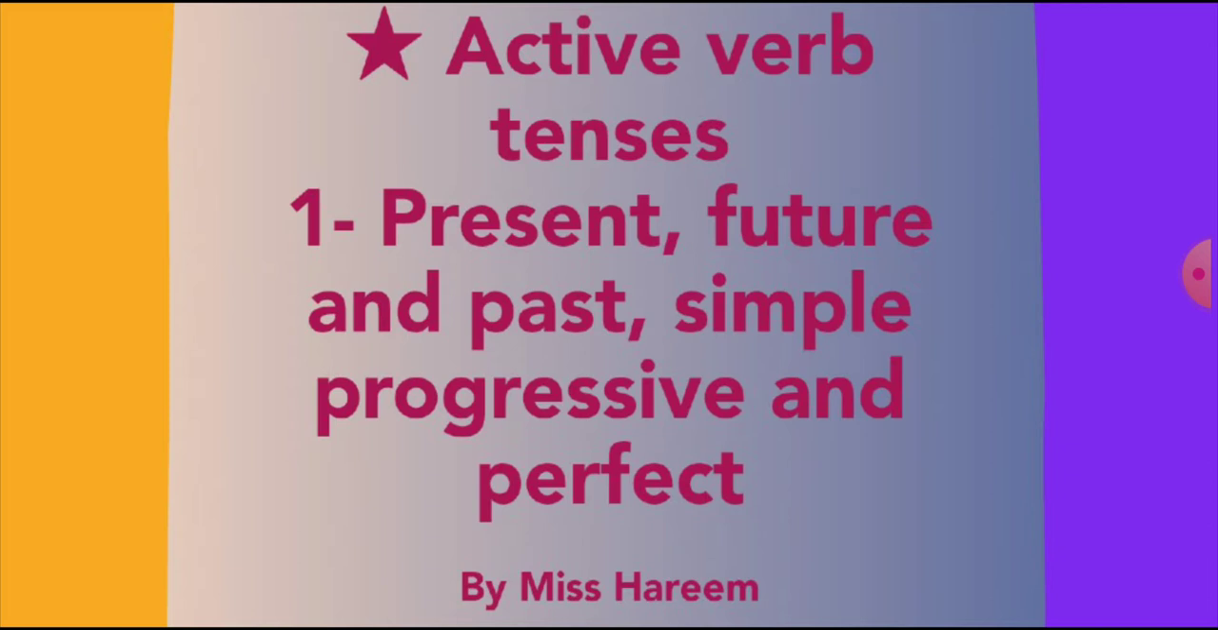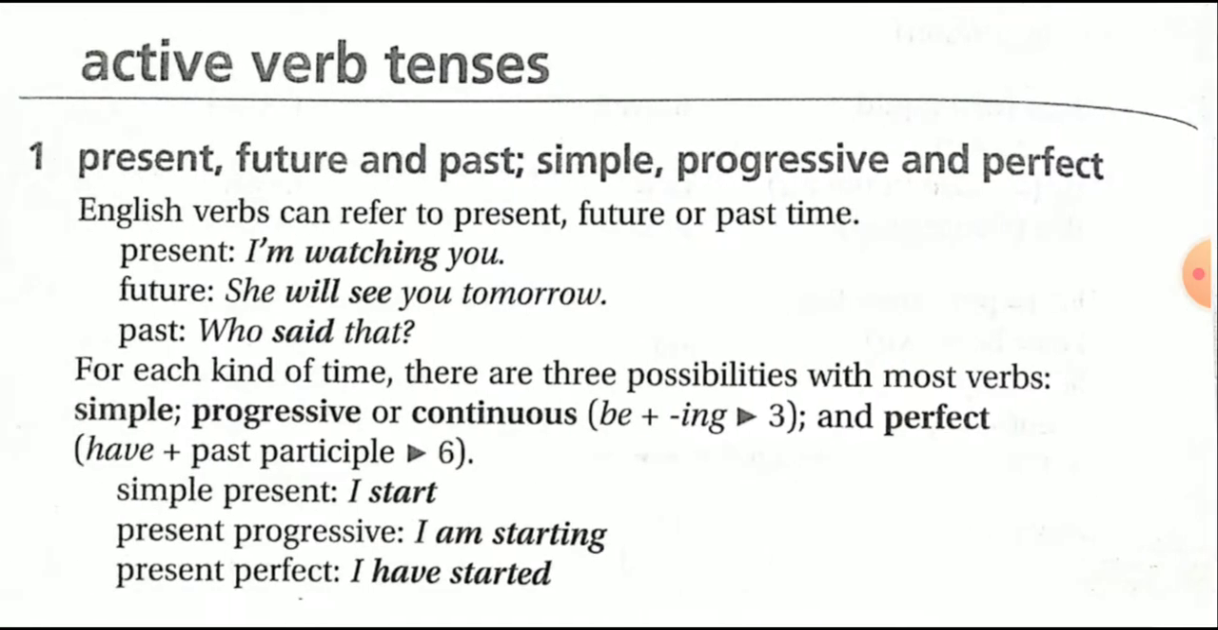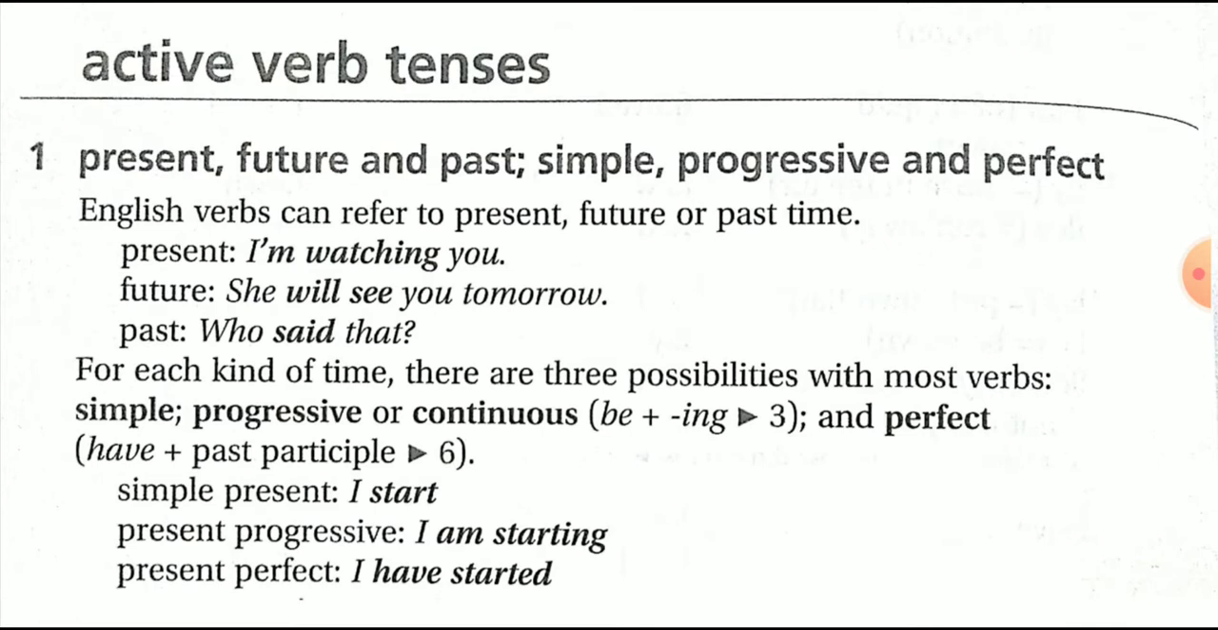Today I am going to teach you about present, future and past, simple, progressive and perfect. In English, verbs can refer to present, future or past time. In the present tense we can say, "I am watching you." For "She will see you soon," we use will in the future tense. For the past, we use the past form.